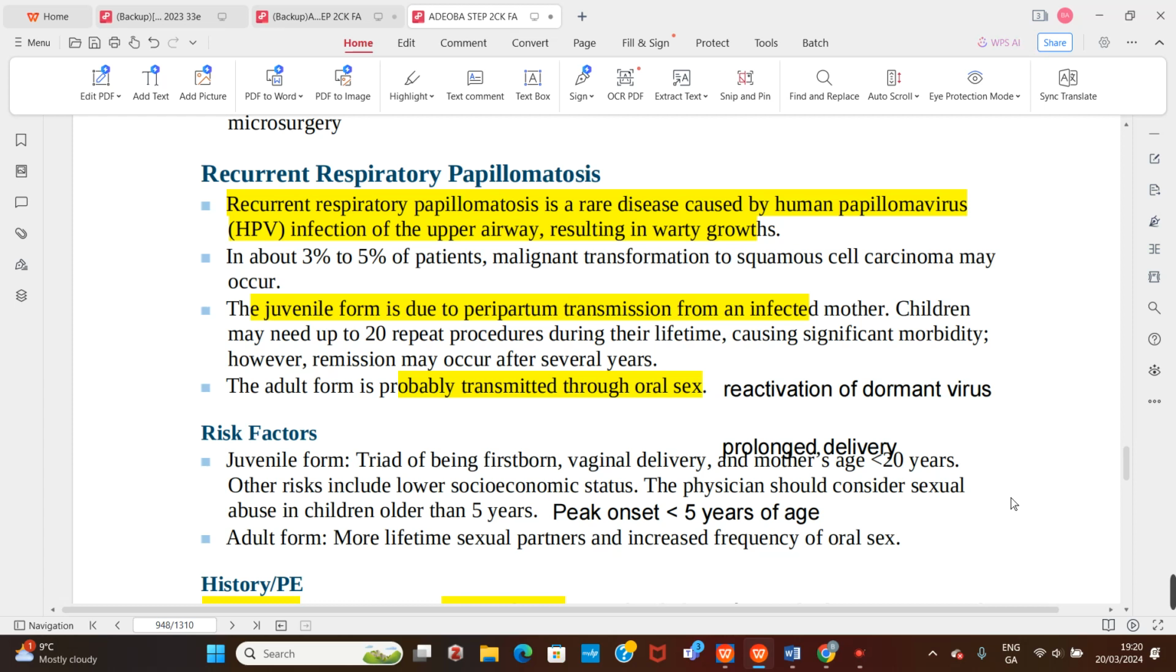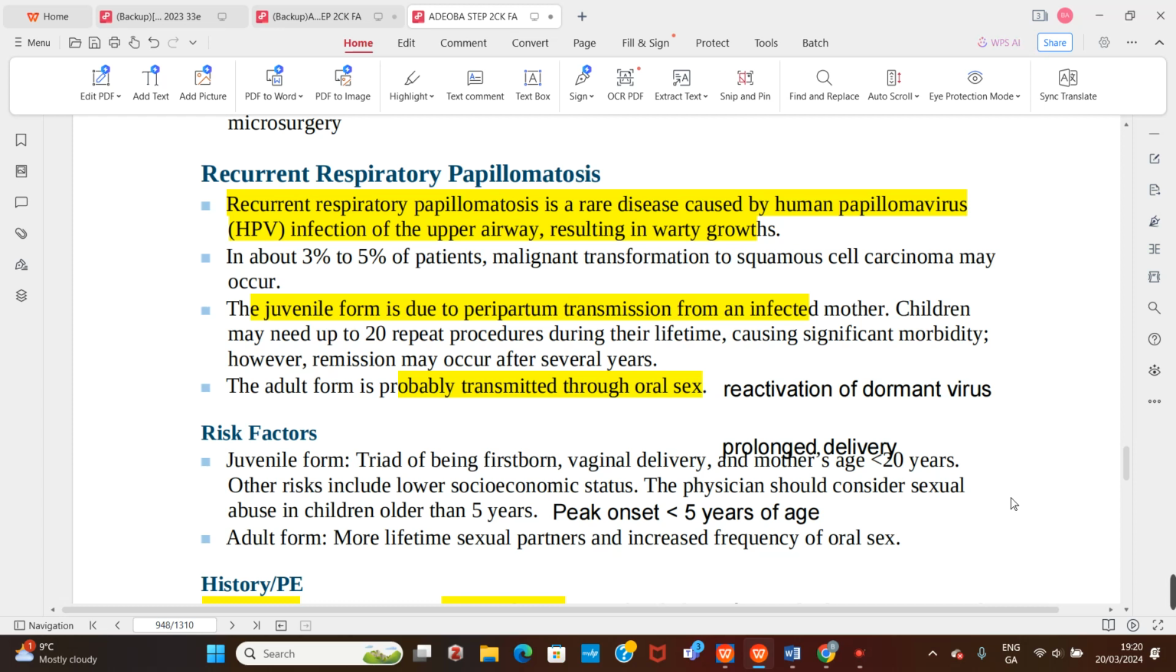People with the juvenile form typically get it during peripartum transmission from their mother. So vertical transmission during delivery. That's where they get it. The adult one is transmitted through oral sex.